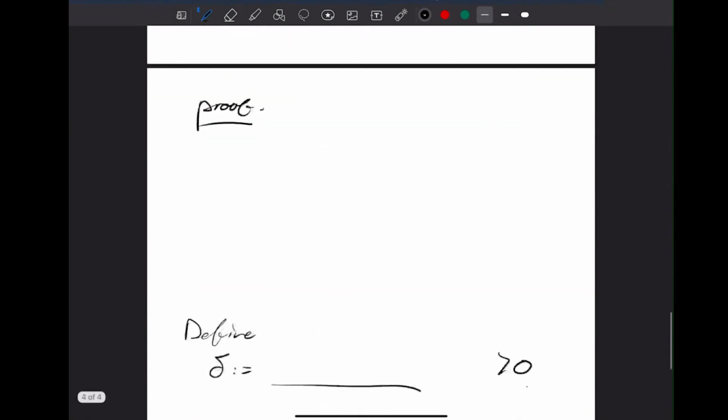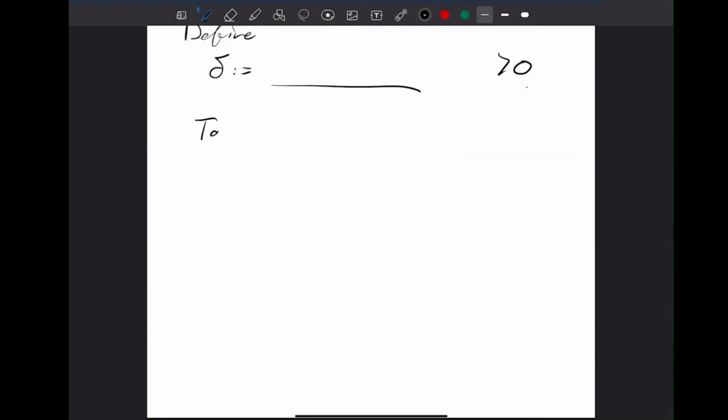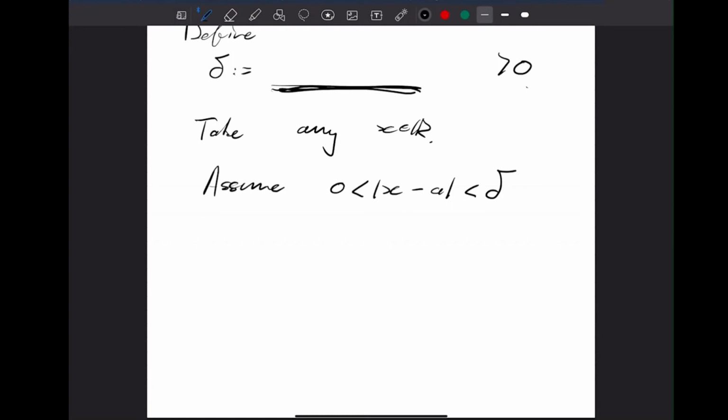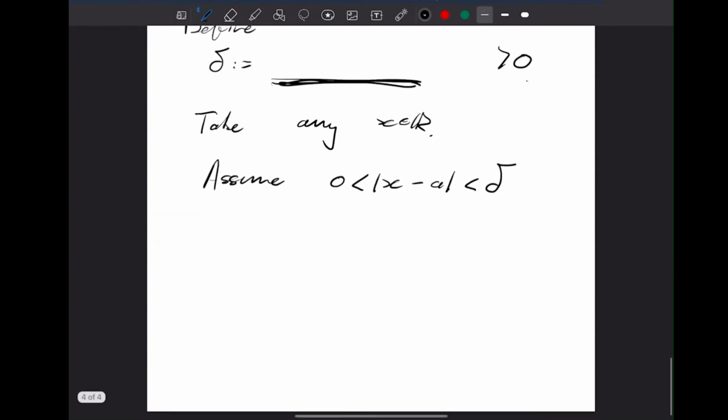take any x in R and assume that this x is within this delta distance of A. And now remember, where do we want to get? We want to show f of x is less than g of x.